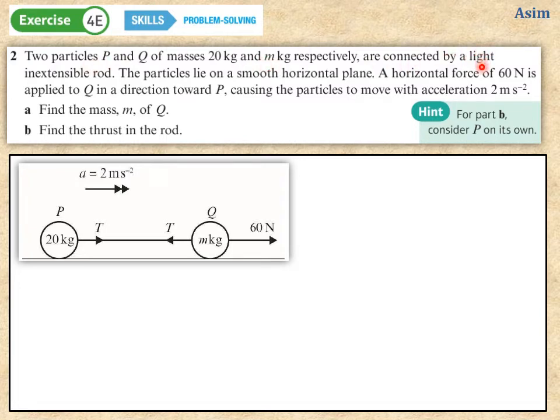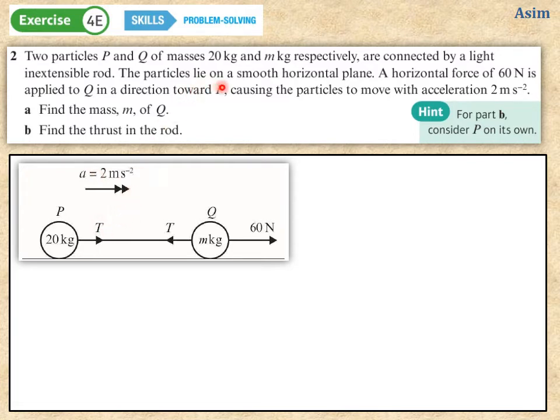Again, light, we studied the mathematical assumption. Light means we'll assume the mass is 0. They will ask you in the exam, what is the mathematical assumption when you say the word light? You will say the mass is 0. Inextensible rod. So now this rod is inextensible. If it was extensible, or elastic in nature, then the acceleration will not be the same, the tension will not be the same. So if they ask you what is the mathematical assumption of the word inextensible, you should say that the tension and the acceleration will remain constant.